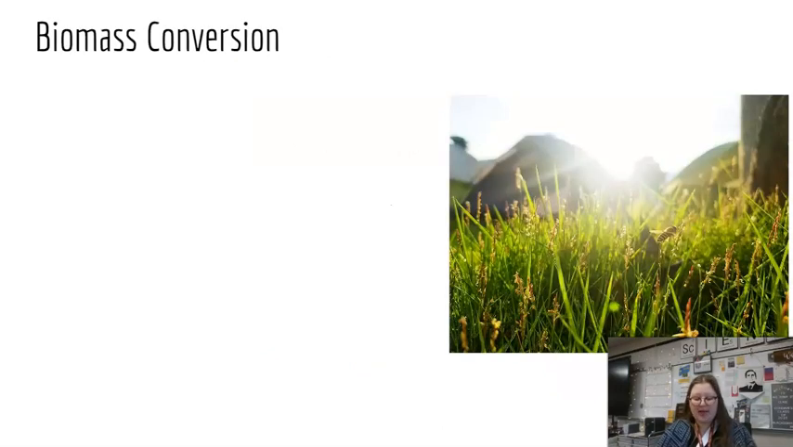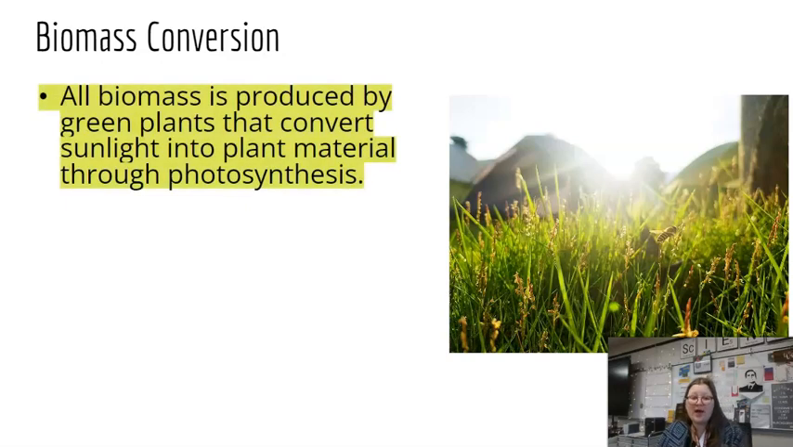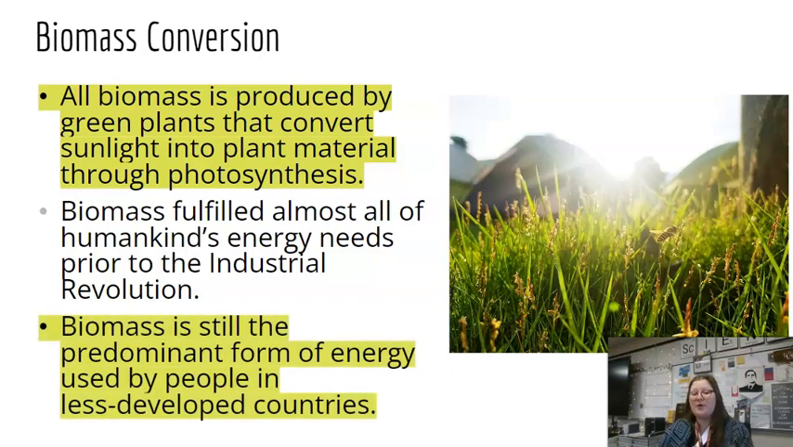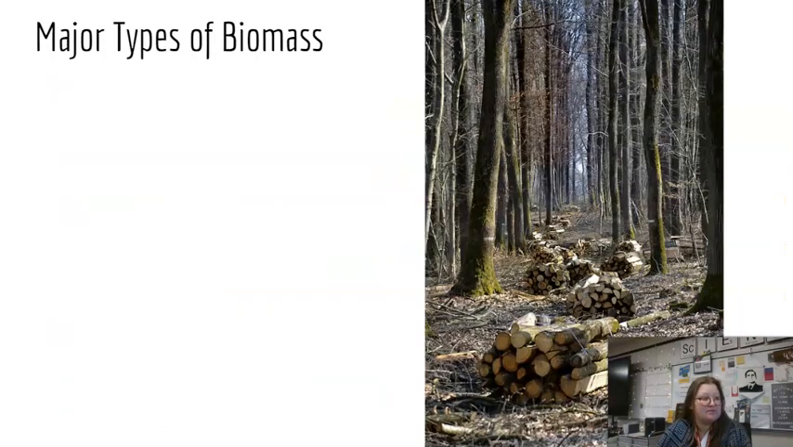All right, so biomass conversion. All biomass is produced by green plants that convert sunlight into plant material through photosynthesis. Almost all energy that we use, even from fossil fuels, originated from photosynthesis. But for this one, we're specifically talking about biomass, so living mass. Biomass fulfilled almost all of humankind's energy needs prior to the Industrial Revolution, where we started using coal. And biomass is still the predominant form of energy used by people in less developed countries.